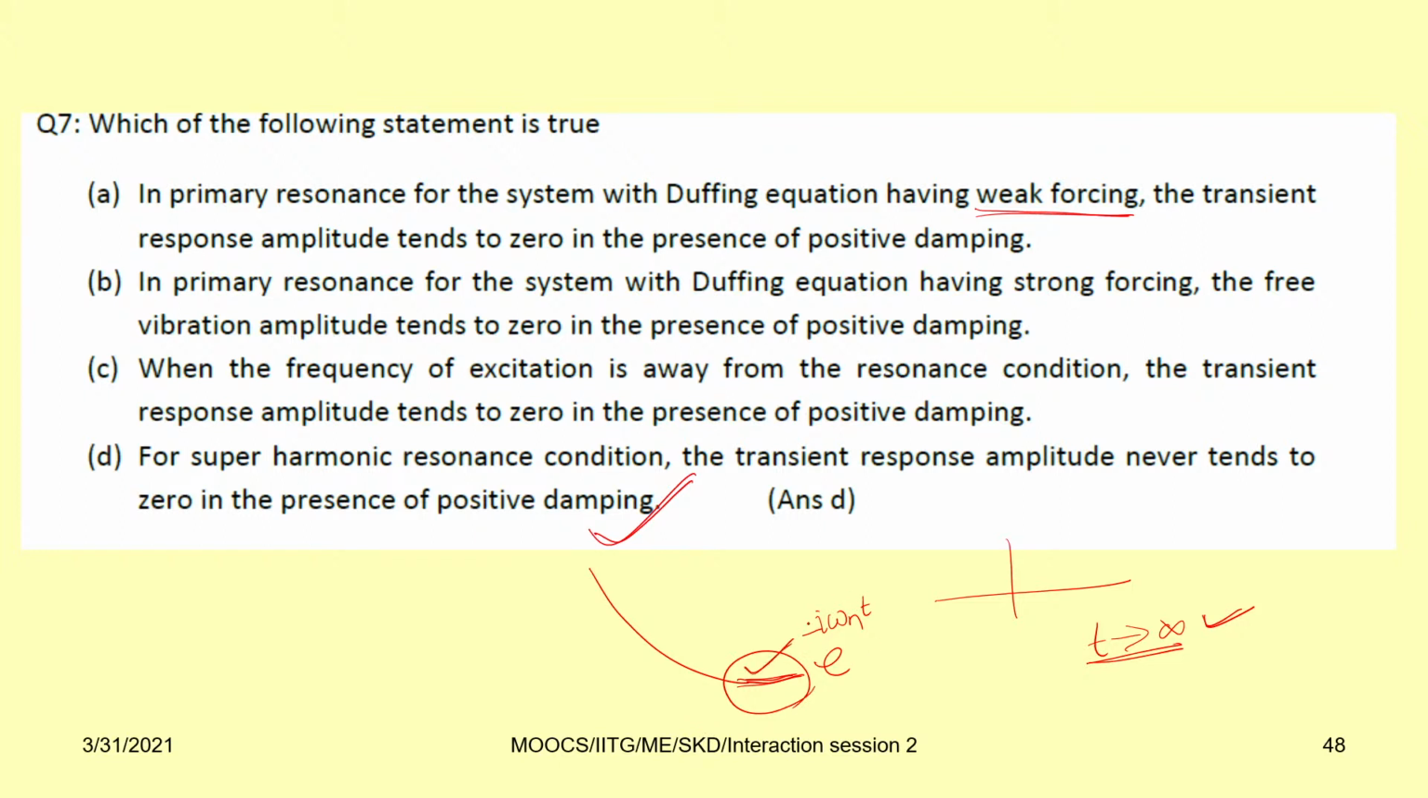So generally minus epsilon mu t. So mu is your damping. If you put a positive damping value and plot the response, as this is an exponential function, it will decrease exponentially and come to 0. But in the case of the superharmonic resonance condition, you can check that this never comes to 0, and you will have a non-zero term. Due to the presence of this non-zero term, the response amplitude will never be 0 in the presence of a positive damping. Though the damping will be there, the response will not be 0.